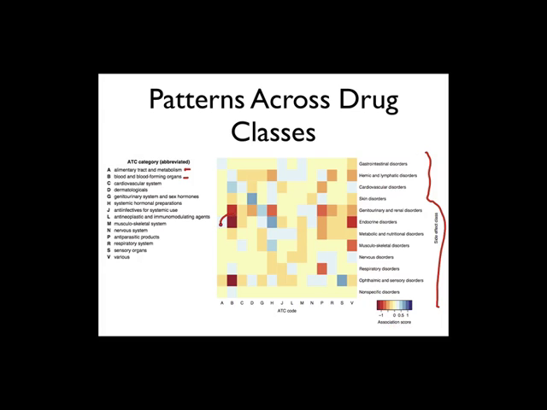In some cases you see a negative association, for example, endocrine disorders with blood and blood-forming organs for drugs. You see a negative association. In other cases you see positive associations, such as ophthalmic sensory disorders and an association with sensory organs, which makes sense because if you're treating that, you'd expect a positive association.